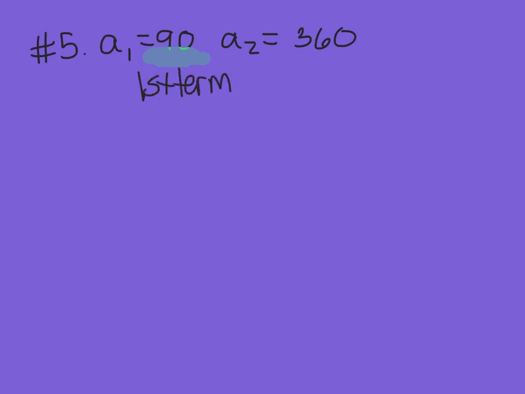And we need our R value, which we don't know yet, but we know what would we multiply 90 by to get 360? 90 times 4 is 360. Just divide 360 by 90, you're going to get 4. So now we know our R value.